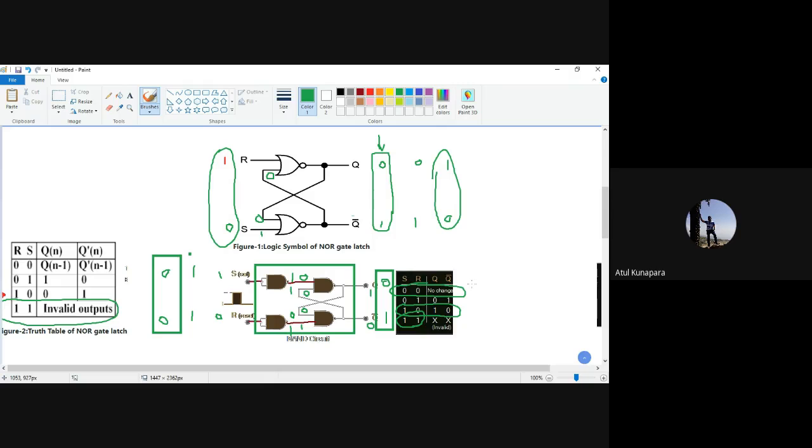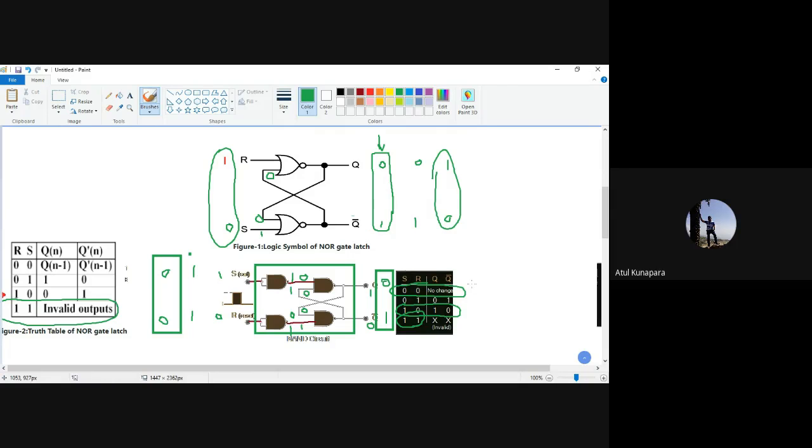In short, your output will be set, that means your Q will be equal to 1, if your set input is given 1 and reset input is given 0. And your output Q will be reset, it means it will be equal to 0, when your set input is 0 and reset input is 1. So this is how you can have the flip-flop, or I should say latch, using NAND logic also. So this is called SR latch, using NOR gate and using NAND gate. Any one of these can work over there.